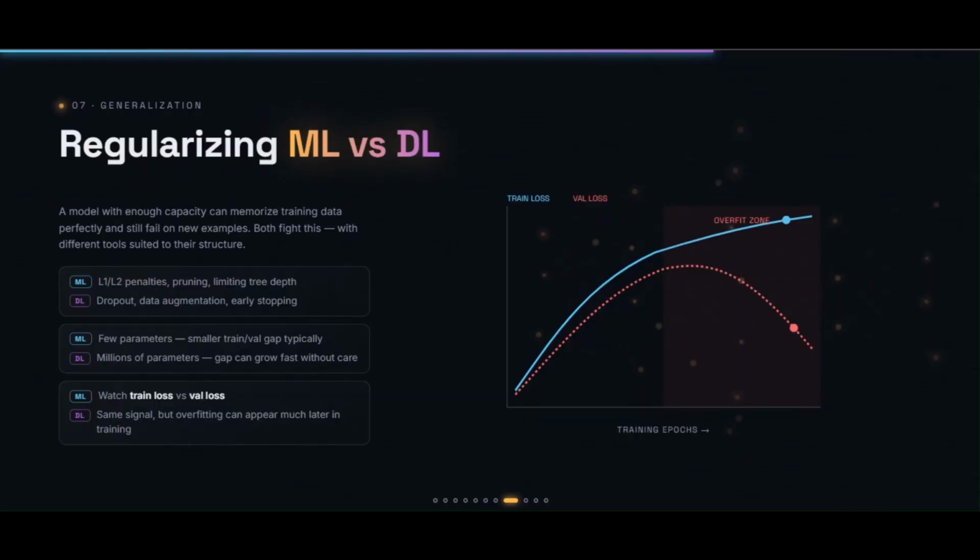Learning isn't just about fitting the training data, it's about performing well on unseen examples. Classical ML uses techniques like L1 or L2 regularization to discourage overly complex models. Deep learning goes further with methods such as dropout, batch normalization, and data augmentation. These techniques prevent neurons from becoming overly dependent on one another and improve generalization. Different tools, same objective: reduce overfitting and make the model reliable on real world data.